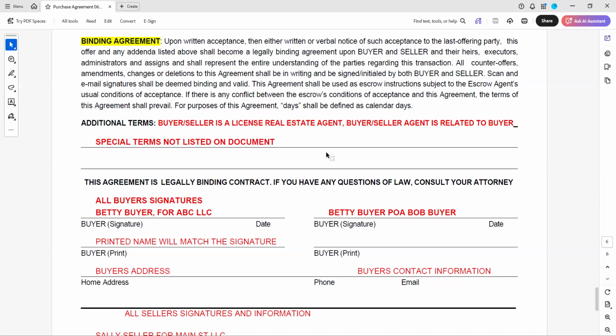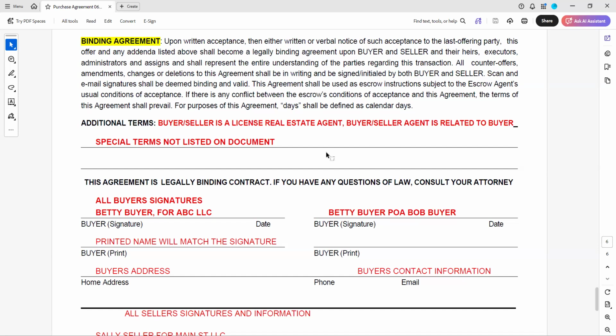Additional terms. So here's where you would put the disclosure of the buyer is a licensed real estate agent. Maybe you're representing a family member, so the buyer agent is related to the buyer. Maybe you have a partner, and so you're buying and you have a financial interest in the property. Maybe your spouse has a partner. You still have a financial interest in the property, so you have to disclose that you are related to or have a financial interest in. You don't have to say what the relation is, and you don't have to say what the financial interest is, but you got to disclose it for people to know.